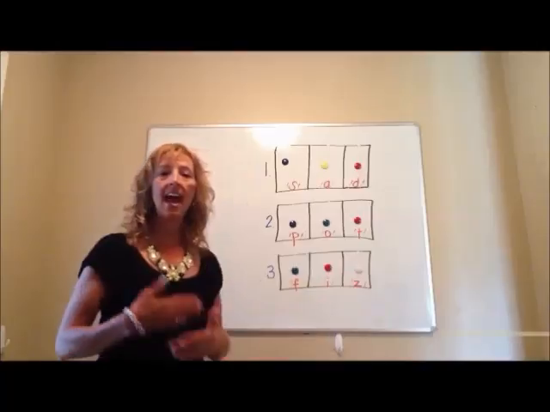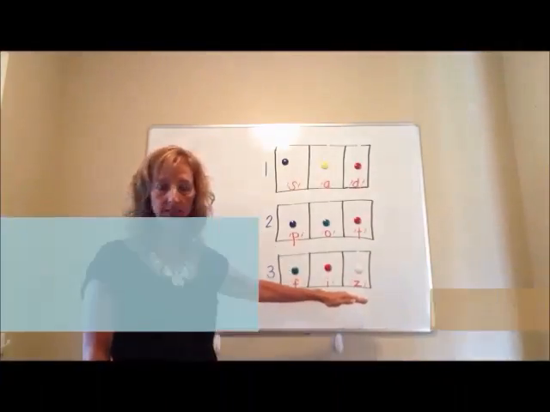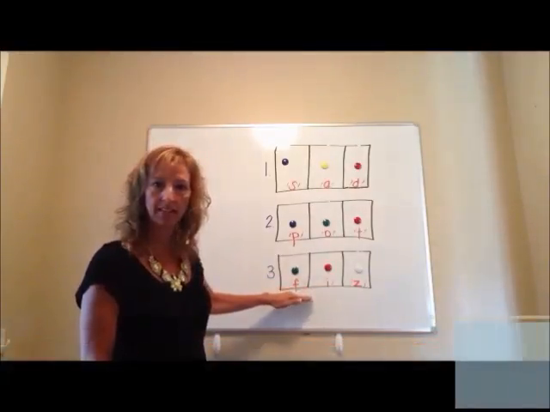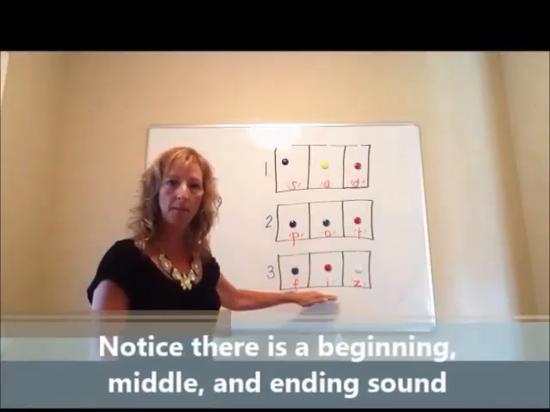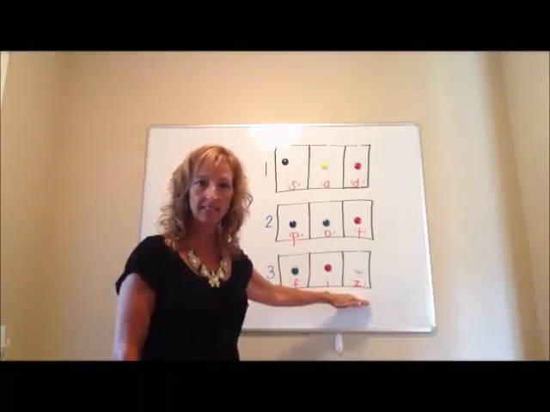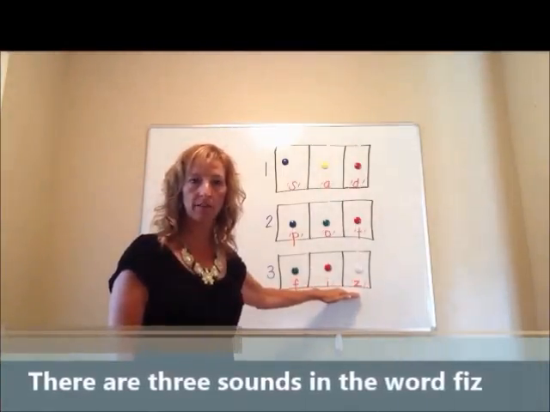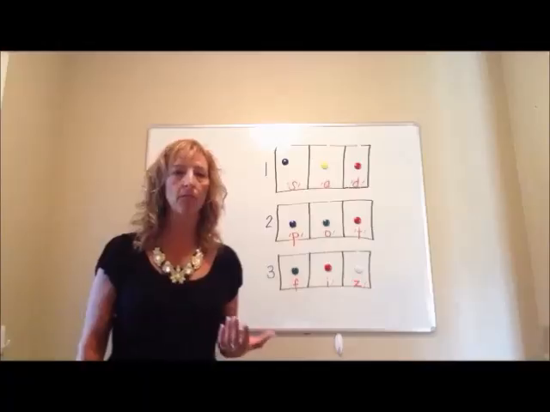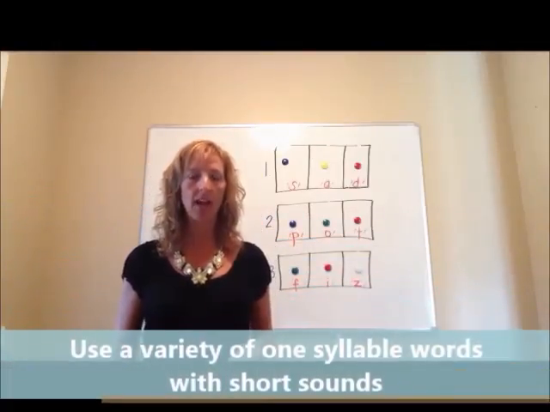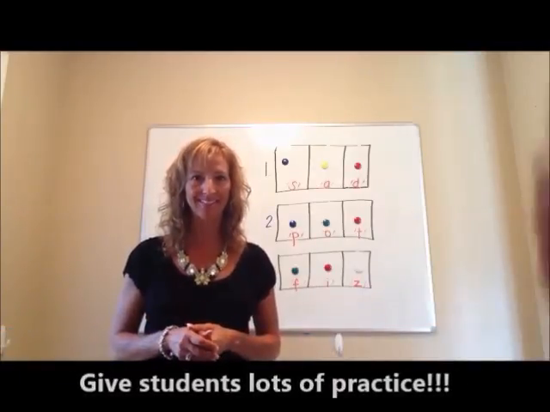f-i-z. And now I'll ask students to count those sounds. So how many sounds are in the word fizz? You'll notice that there's a beginning sound, f, a middle sound, i, and an ending sound, z. So there are 3 sounds in the word fizz. Continue with a variety of different one-syllable words that have a short sound until you have given students a lot of practice in this routine.